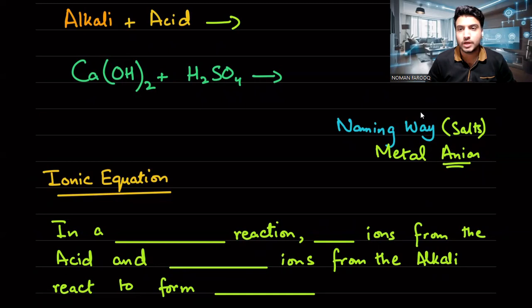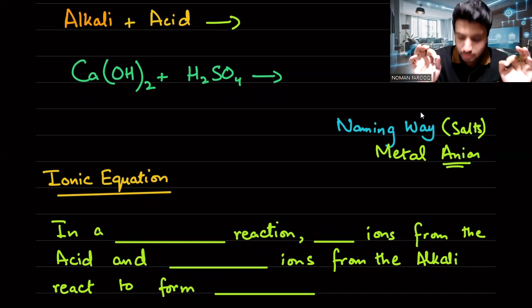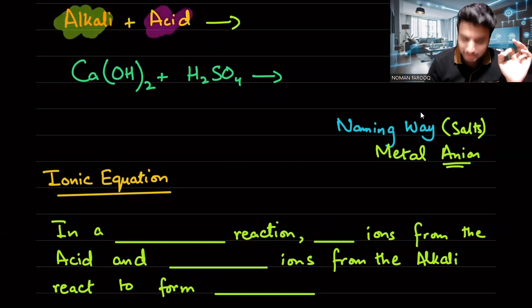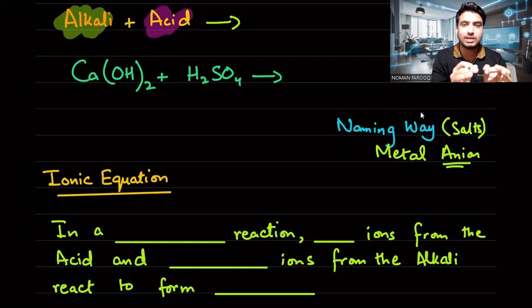All right, now we are going to learn the reaction of alkali with acid. Whenever any alkali is reacted with an acid, here the example is calcium hydroxide. So calcium hydroxide is the alkali and the acid is H2SO4, which is known as sulfuric acid. So calcium hydroxide reacts with sulfuric acid in this reaction.